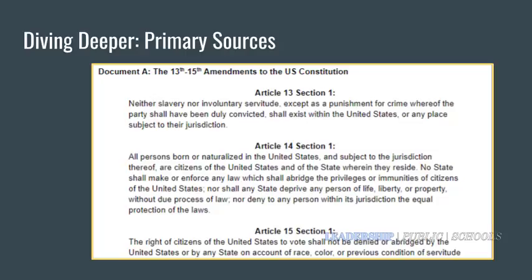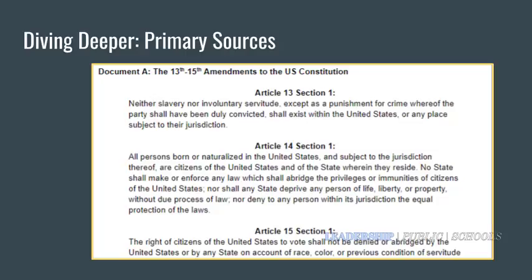Article 14, also known as Amendment 14, reads as follows: "All persons born or naturalized in the United States and subject to the jurisdiction thereof are citizens of the United States and of the state wherein they reside."